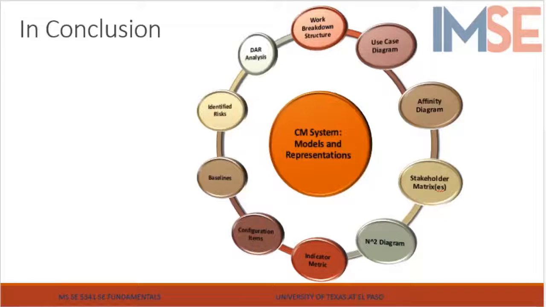And in conclusion, Josh went over the work breakdown structure and use case diagram, Amy the affinity diagram and the stakeholder matrices, while I, Miriam Bustamante, went over the N2 diagram and indicator metric. Hugo did the configuration items and baselines, and to sum it up, Mark did the DAR analysis and identified risks. Overall, it was a good experience.